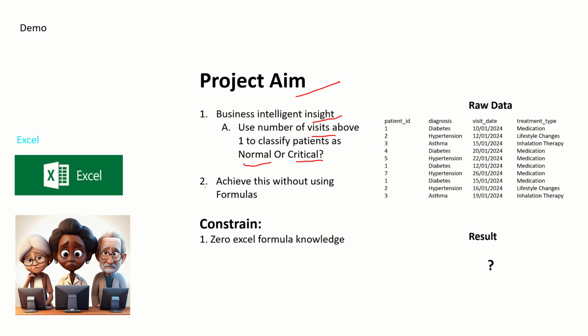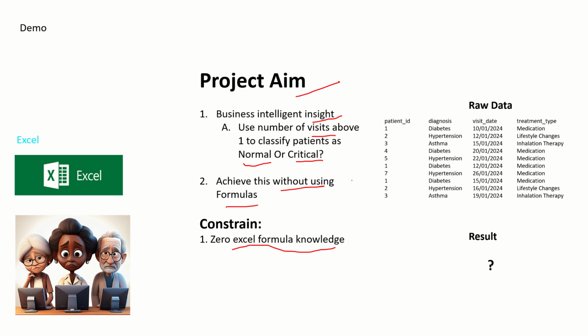Number two, project aim: we should achieve this without formulas in Excel. Number three, their constraint is that they want us to achieve this without using formulas, because they are really tired of the problems of using Excel and multiple formulas that they need to go through before they achieve most of their reports.